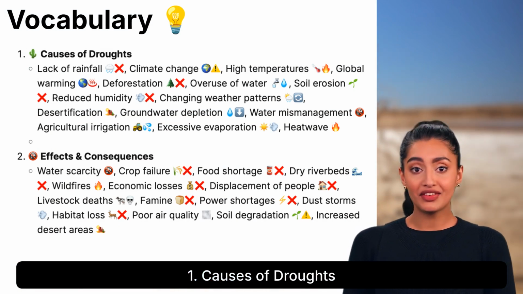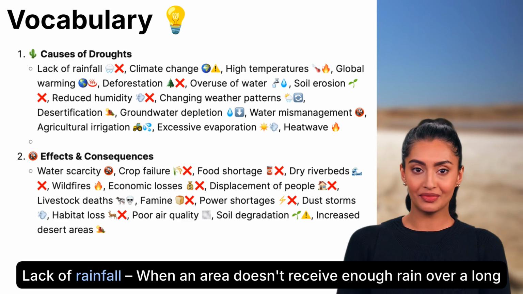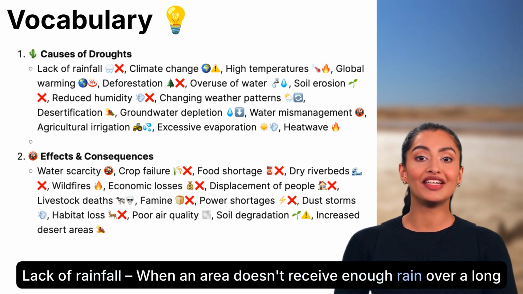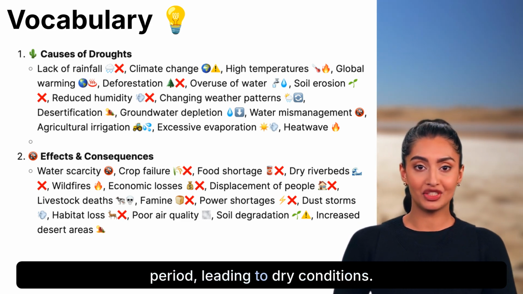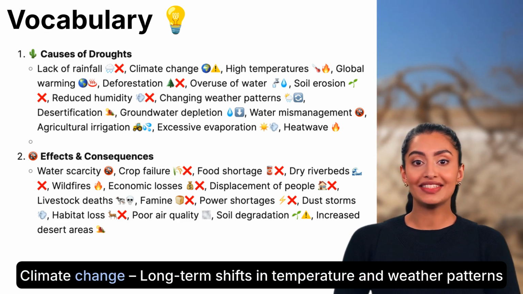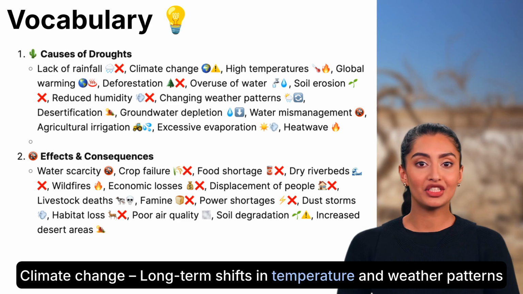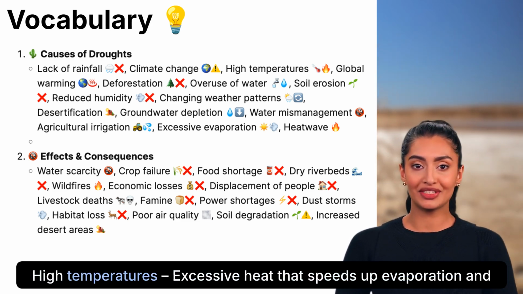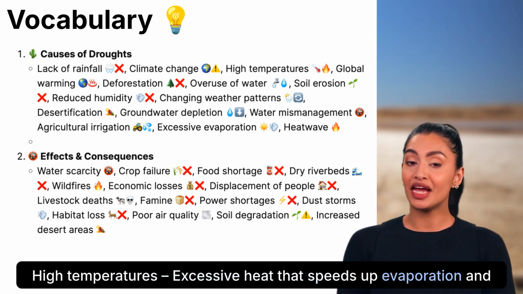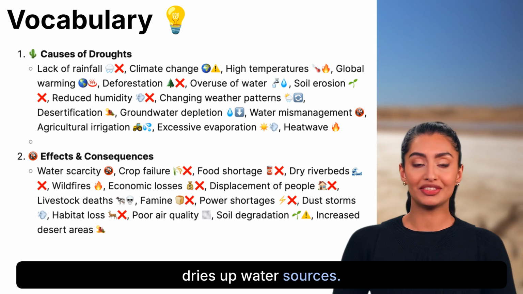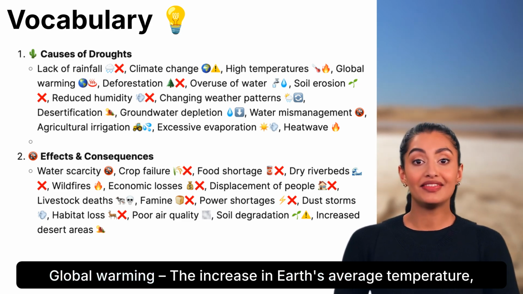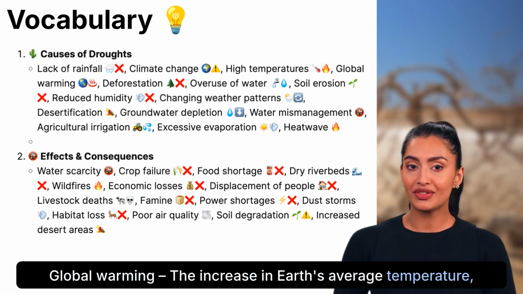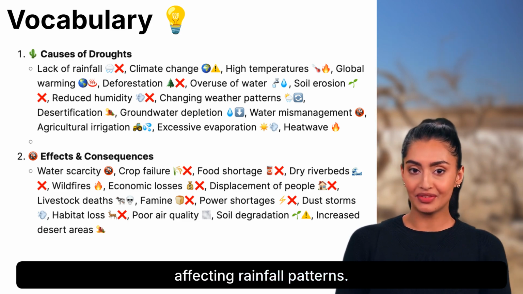1. Causes of droughts. Lack of rainfall, when an area doesn't receive enough rain over a long period, leading to dry conditions. Climate change, long-term shifts in temperature and weather patterns that can increase drought frequency. High temperatures, excessive heat that speeds up evaporation and dries up water sources. Global warming, the increase in Earth's average temperature, affecting rainfall patterns.